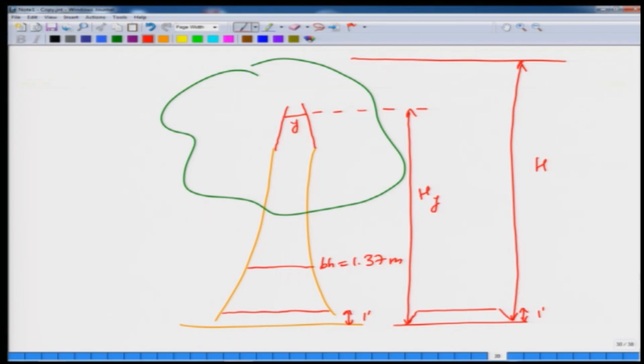Now, why is that so? Because remember that we are doing this growing stock measurement for the case of commercial extraction of timber from this stand, and those stems that are less than y centimeter in diameter do not have appreciable commercial value, and so we do not take those measurements.